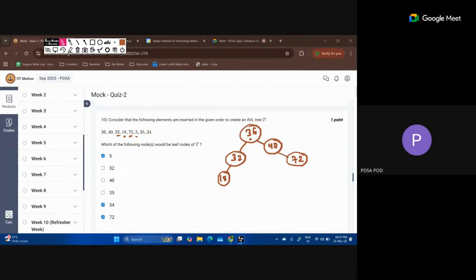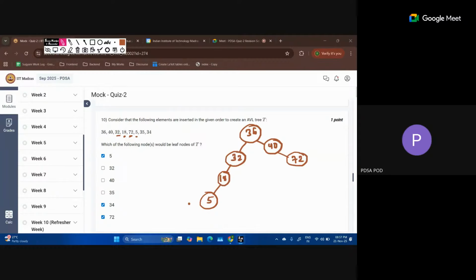So 5 will be inserted where? So we go to 36. 5 is less than 36. So we go to the left child of 36, which is 32. From 32, we compare with 5. 5 is less than 32. So we go to the left child of 32, which is 18. 5 is less than 18. So we insert it as left child of 18.